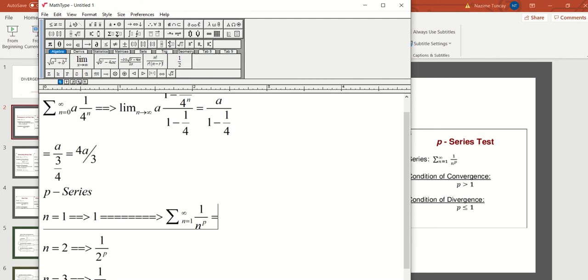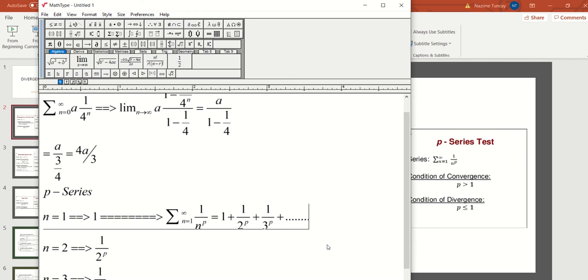Yes, this series, let us write the first 3 terms. The first term is 1, plus the second term, which is this one, and plus the third term, which is this one over here, with this P. And it continues like that.